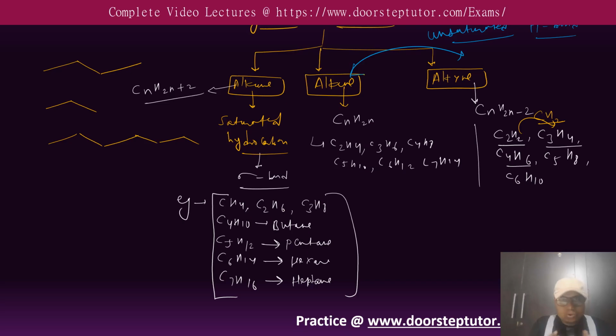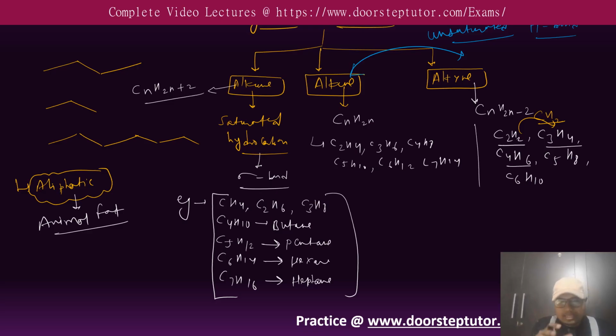So I think you got what I'm trying to say with the term acyclic. It has an open chain, and these compounds are also known as aliphatic compounds. Why are these compounds known as aliphatic compounds? The reason is really simple. When you try to decode this term, it means animal fat. So all these compounds, alkane, alkene, and alkyne, are obtained from animal fat. That is why these acyclic or open chain compounds are known as aliphatic compounds.